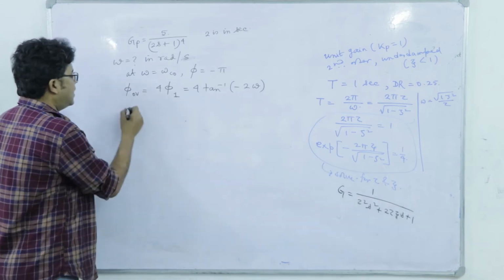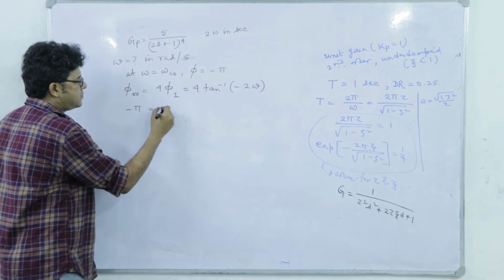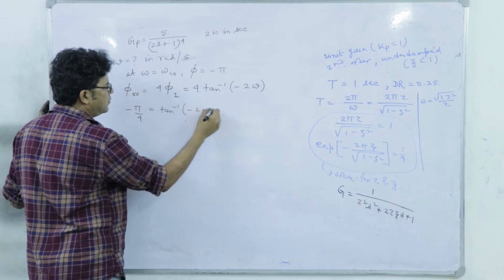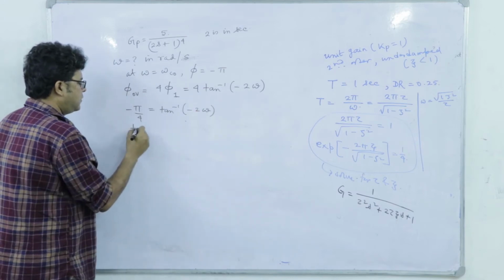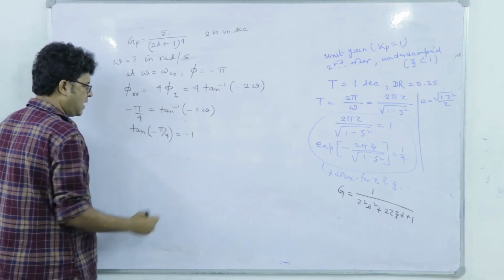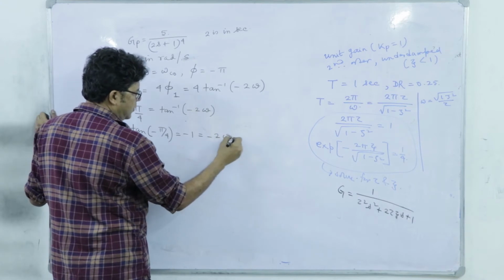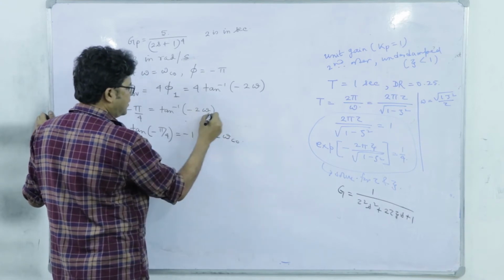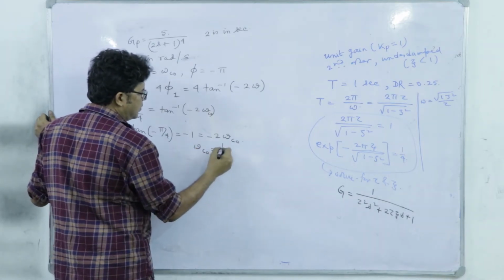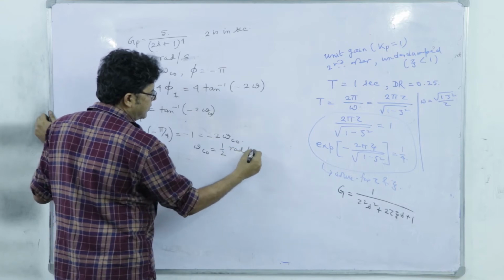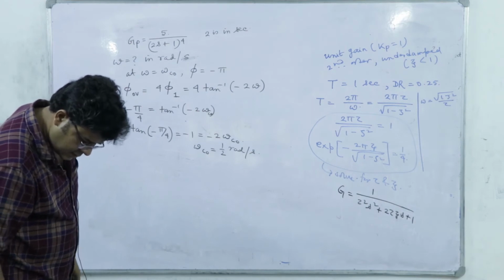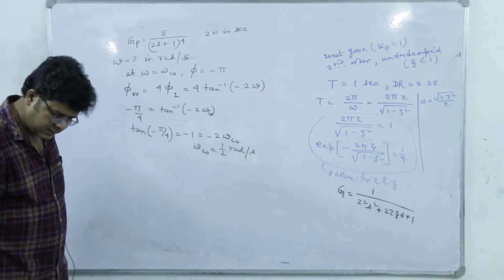So, this is minus pi, and minus pi by 4 equals tan inverse of minus 2 omega, right. So, tan of minus pi by 4, which is minus 1, is minus 2 omega cu. This is omega cu, right. So, omega co is equal to half radian per second. So, answer is 0.5 radian per second.